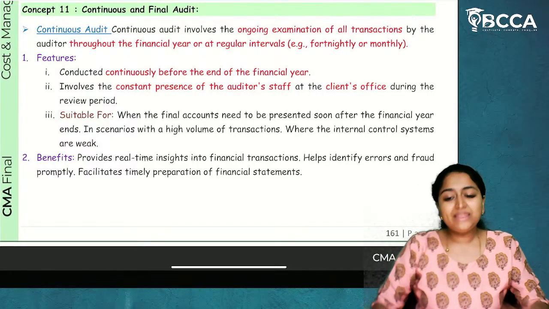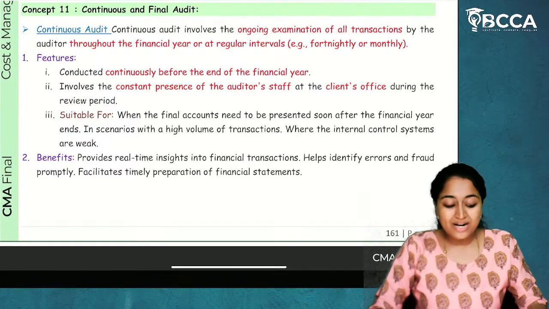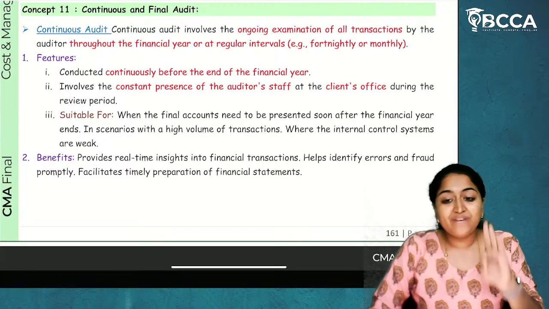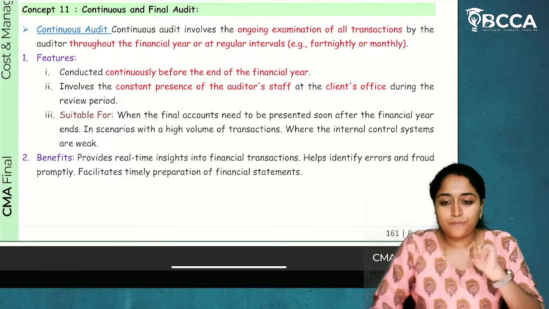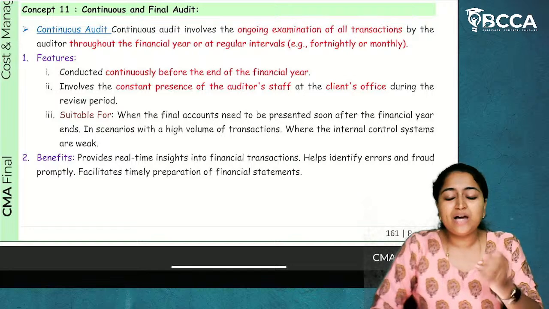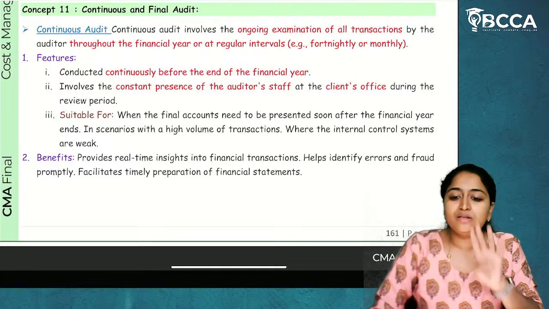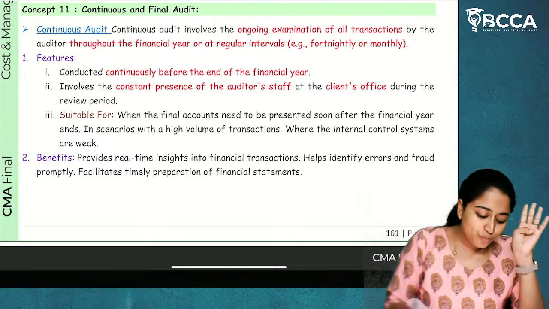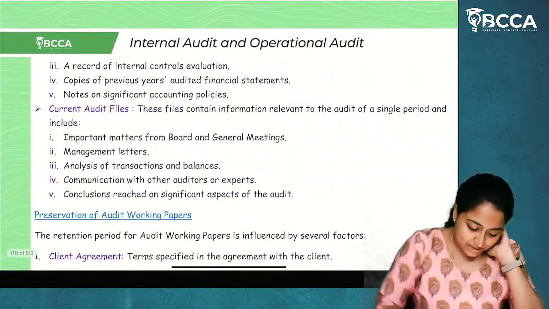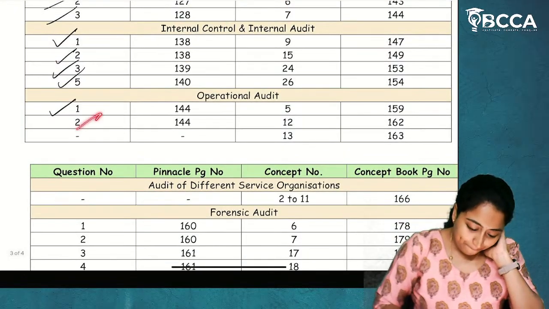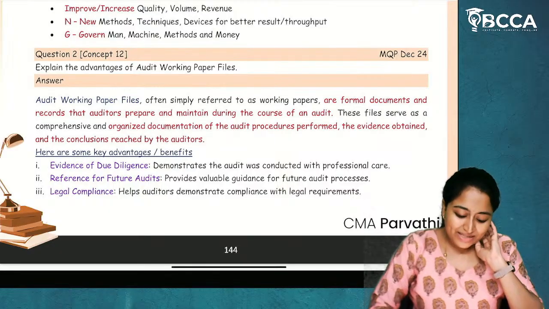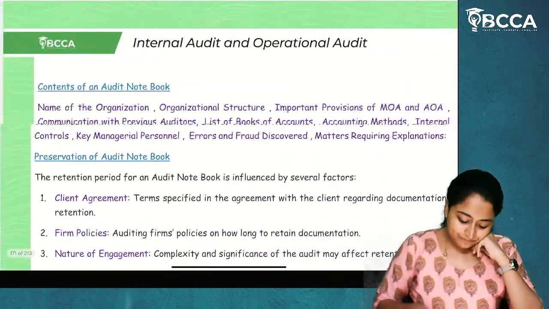Now, other than that, we have other concepts which are called audit engagement letter, audit program, audit working papers, audit notebook. All these 4 are important to some extent because they are asked in the examination, so you have to learn these 4. Now, in Super 50 questions, I have given the audit working papers. Question number 2, audit working papers. Now, what is an audit working paper? We'll see.